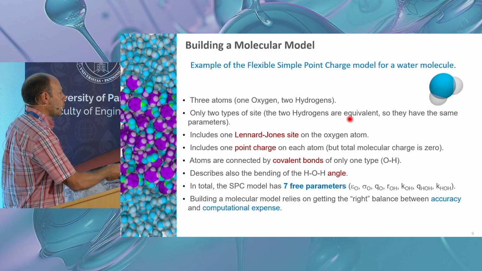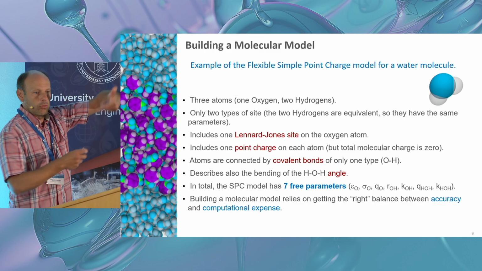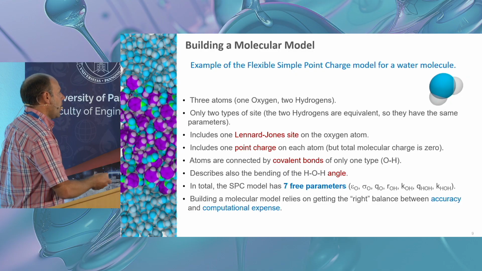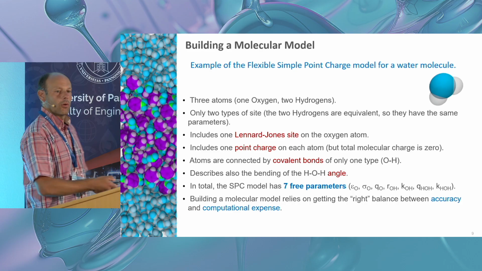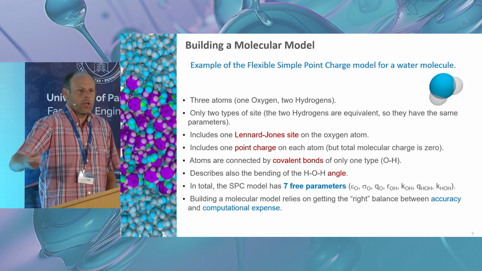Okay, so 2 types of sites. The 2 hydrogen atoms are equivalent. You need to be able to flip the molecule symmetrically. Then this is the first big assumption, right? Include 1 Lennard-Jones site on the oxygen atom, okay? Not on the hydrogens. Okay, we could.